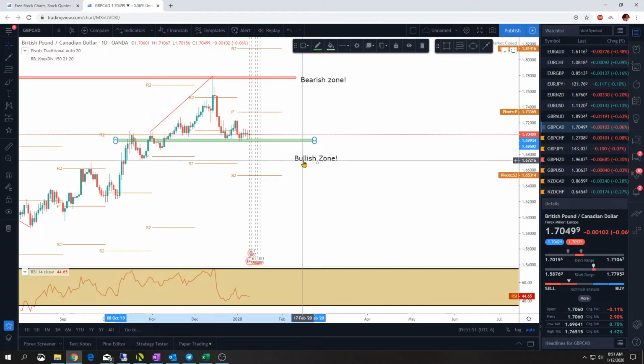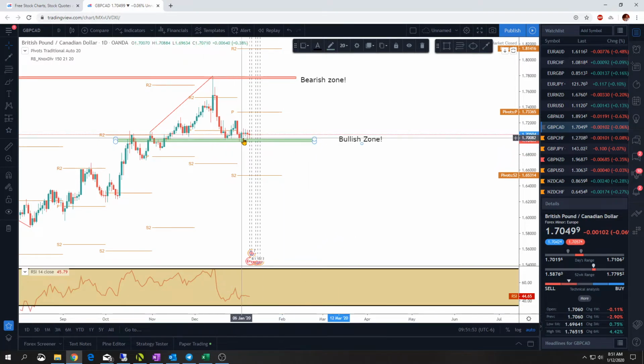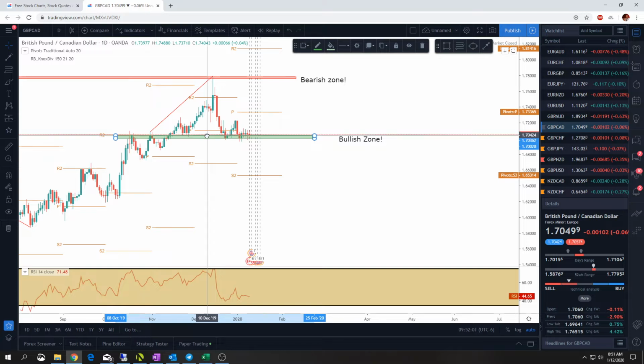Might get bullish right here because you can see price just keeps respecting the support. It's a little bit below this former resistance. That's why this is a pretty good area to be looking at.